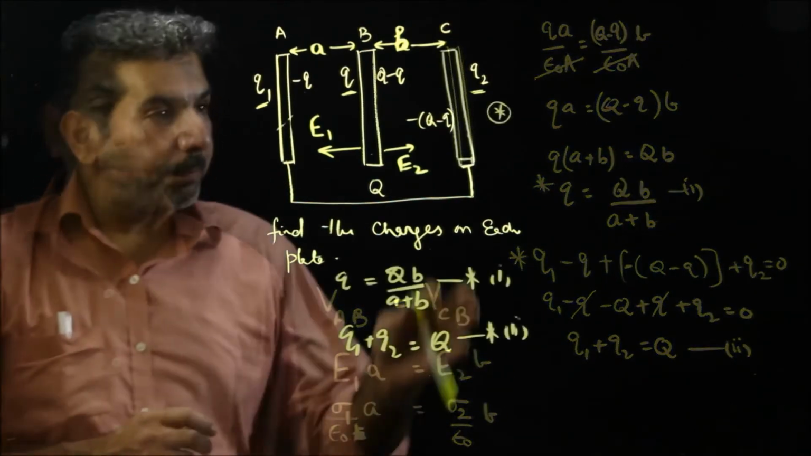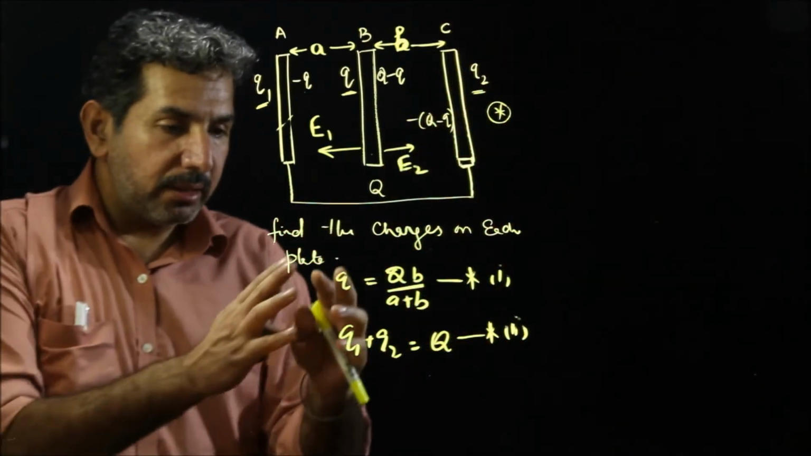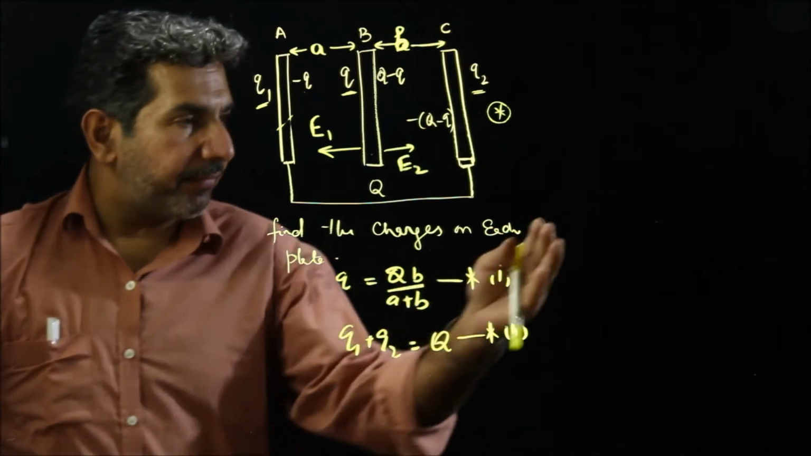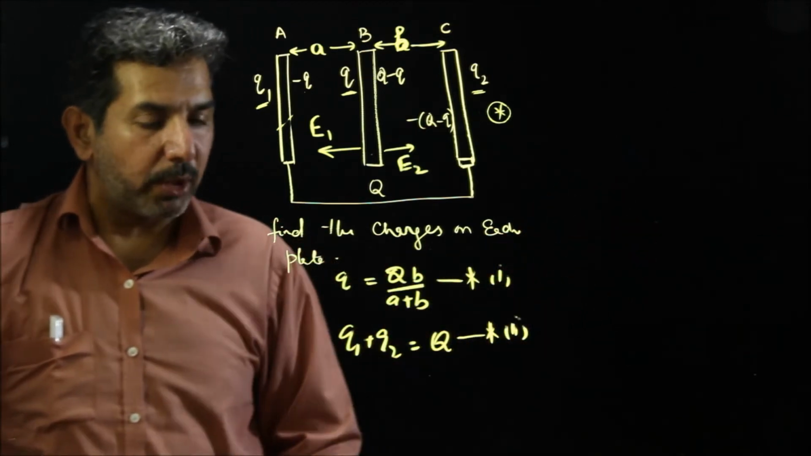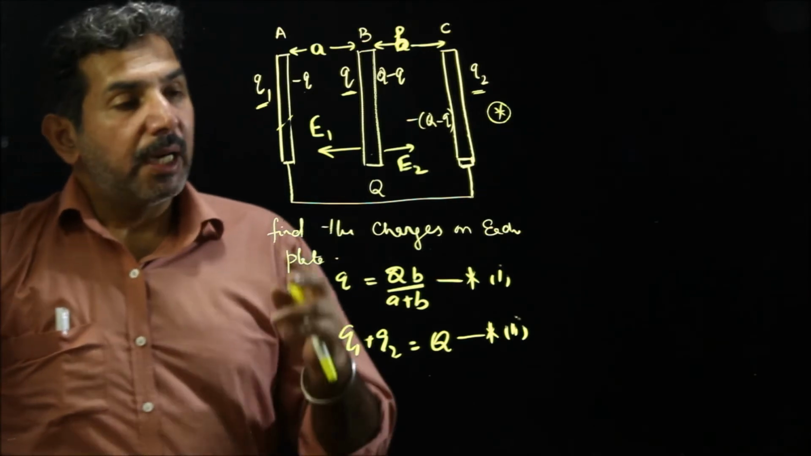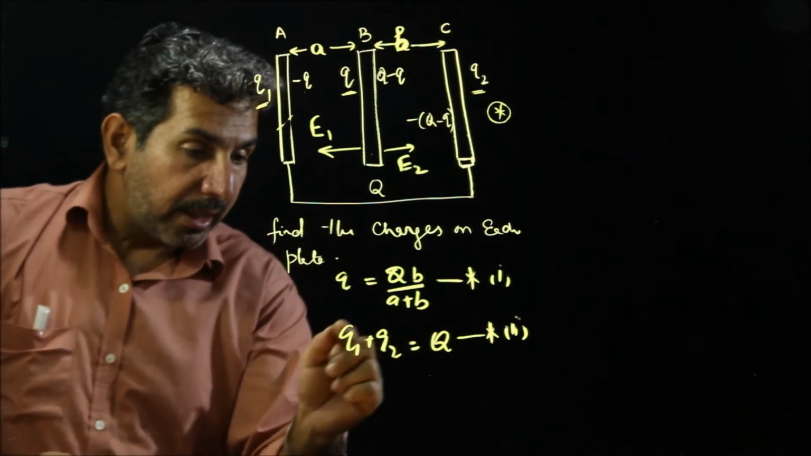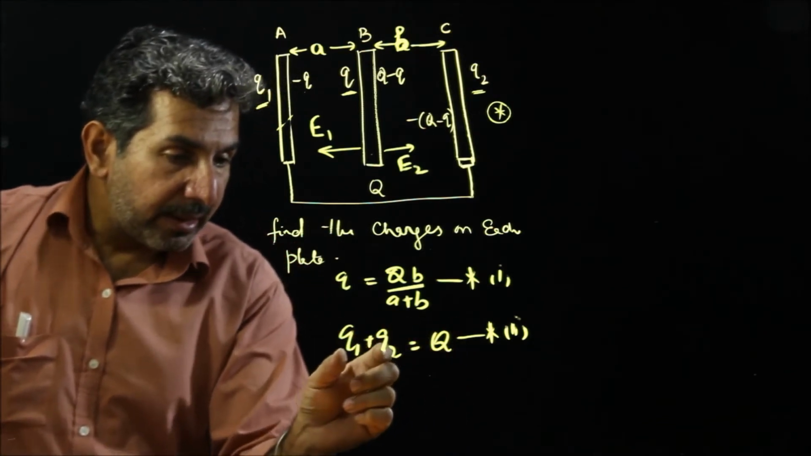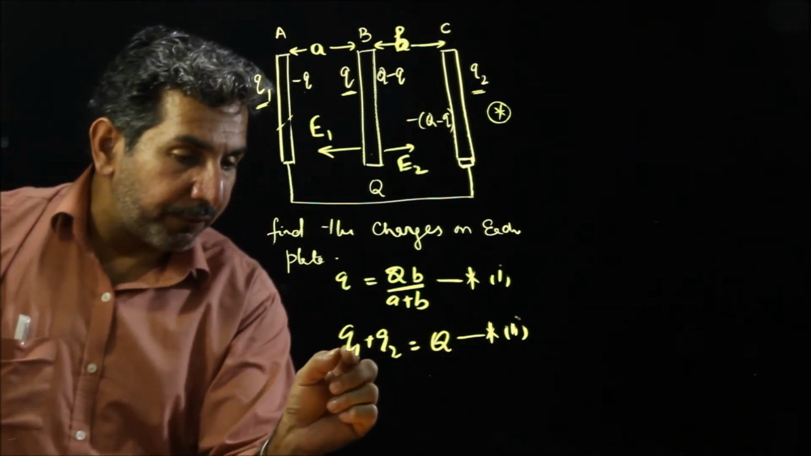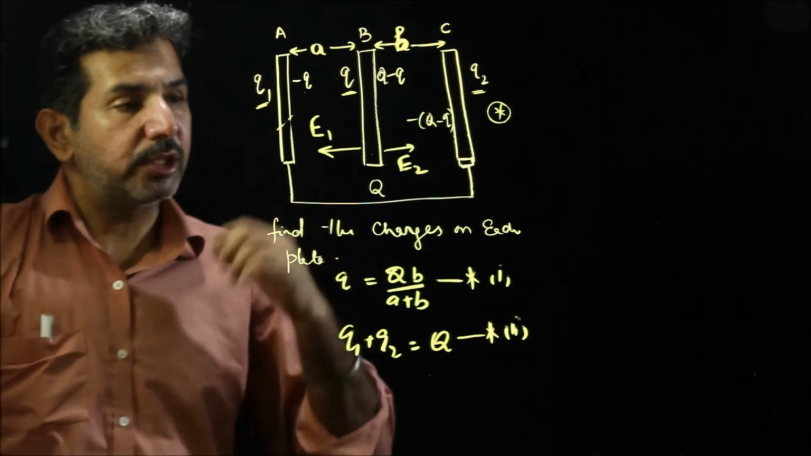So I have wiped off the part that we have already made clear to you. Now see, I have just taken the two results that we have just found out: q is equal to Qb upon a plus b, and q1 plus q2 is equal to Q. Now I have to make the third equation, which is going to make it comfortable to find the values of q1 and q2. Now what can be done to find that equation?